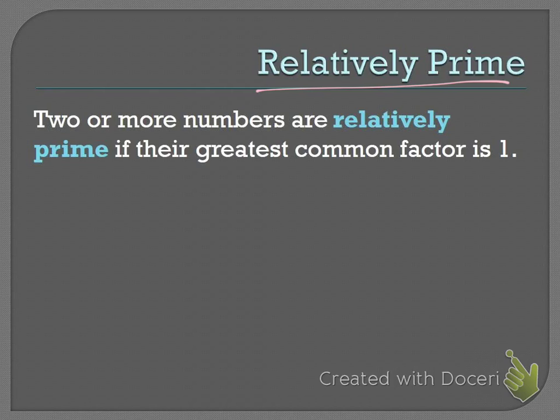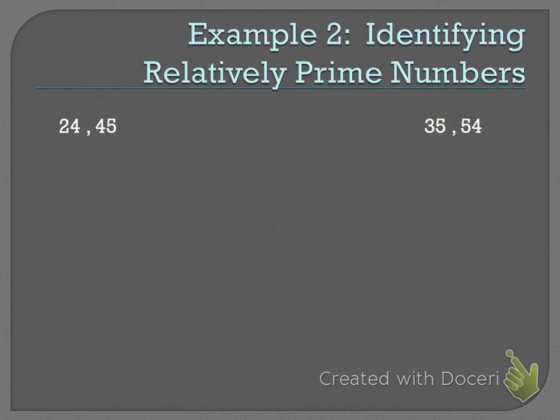means for numbers to be relatively prime. That means that when I look at their common factors, they have no other common factor except the factor 1. Okay? There's no other common factor except the number 1. I call these numbers relatively prime. So just in your notes, real quick, 2 numbers are relatively prime when they have no other common factors except 1.